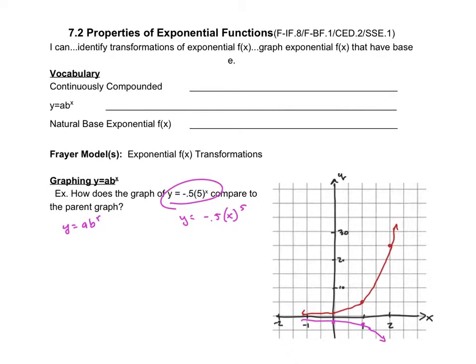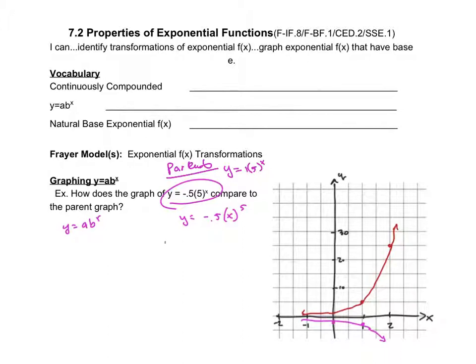All right, now we go into 7.2, and I am copying these together because I'm trying to cover these together in class. How does the graph of y equals negative 0.5 times 5 to the x power compare to its parent function? Well, the parent function here is going to be y equals b raised to the x power. That's going to be your parent function, because here we know that a would have just been 1. So we should be able to see that.